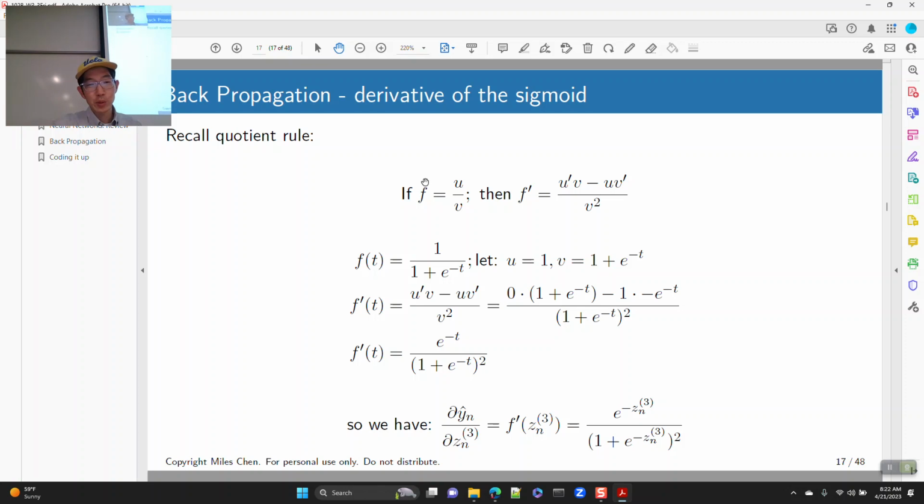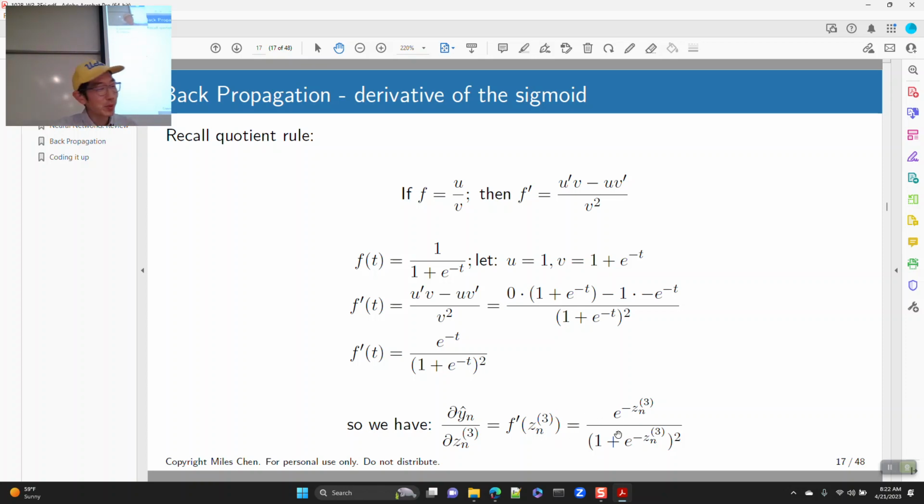Okay, so from the quotient rule, f is u over v, right? So then you get f prime being u prime v minus u v prime over v squared. So if we do this, we'll let u be 1 and v be 1 plus e to the negative t. And this is what, Math 31A? Something like that. It's just calculus.